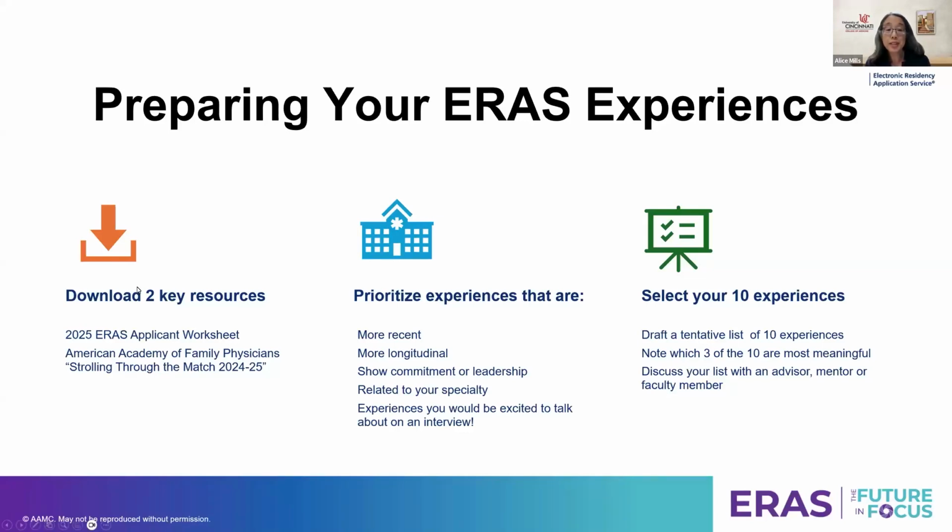The second resource is created by the American Academy of Family Physicians, the AAFP. It's called Strolling Through the Match. And this guide is updated annually. The 2024-25 version has already been posted. And it goes all the way through medical school, actually. It's starting with, when you're starting medical school and you think you might be interested in family medicine, what types of activities might you want to become involved with? And then later on, how to choose a specialty, and finally, how to apply and match in family medicine. So I definitely recommend downloading that guide.